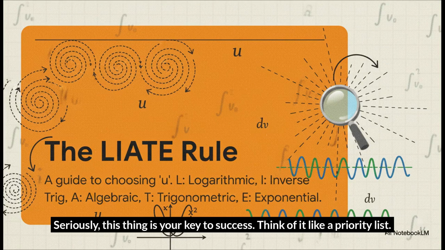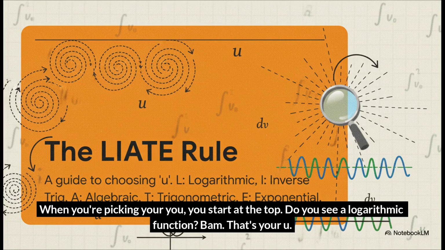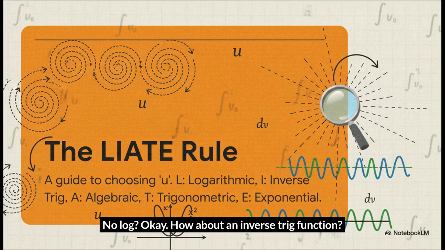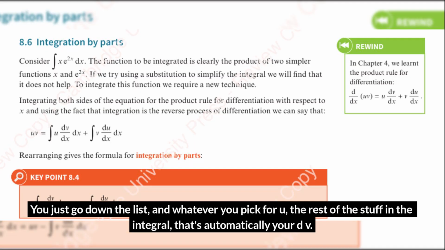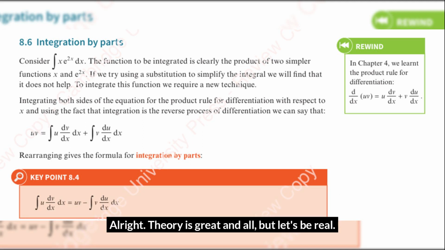Think of it like a priority list. When you're picking your u, you start at the top. Do you see a logarithmic function? Bam, that's your u. No log? Okay, how about an inverse trig function? You just go down the list, and whatever you pick for u, the rest of the stuff in the integral, that's automatically your dv.